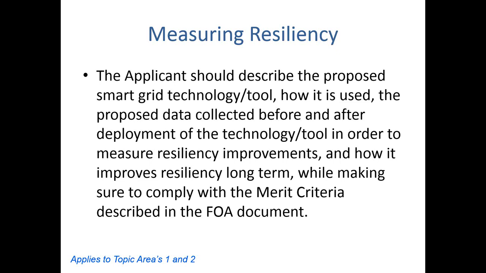In addition to describing how the proposed smart grid technology or tool is used, the application must describe the proposed data collected before and after deployment of the technology or tool in order to measure resiliency improvements and how it improves resiliency in the long term. Applications for Topic Area 1 and 2 must include information on measuring resiliency while also making sure to comply with the merit review criteria that are contained in the FOA document. I will briefly go over the four merit review criteria in just a few slides.